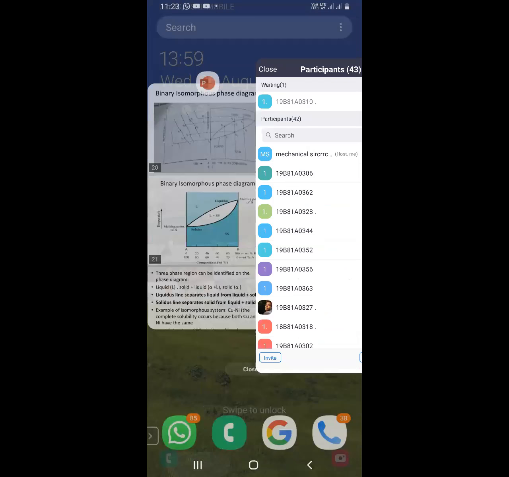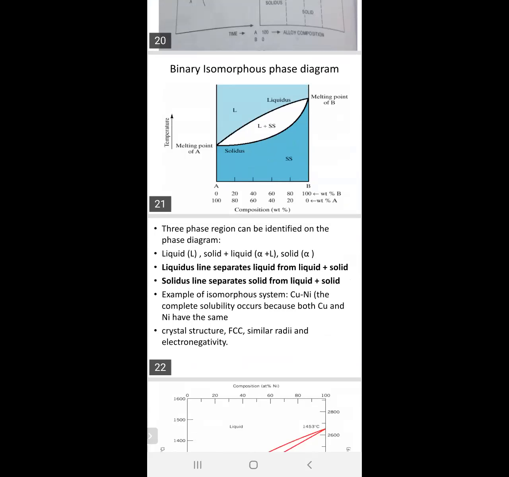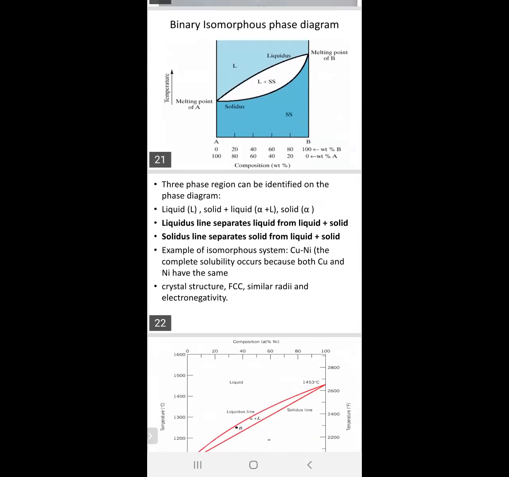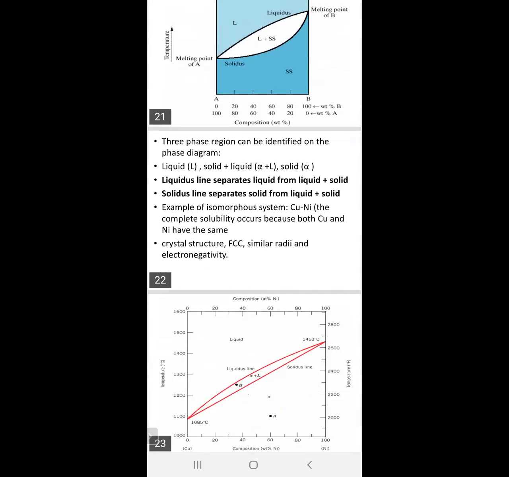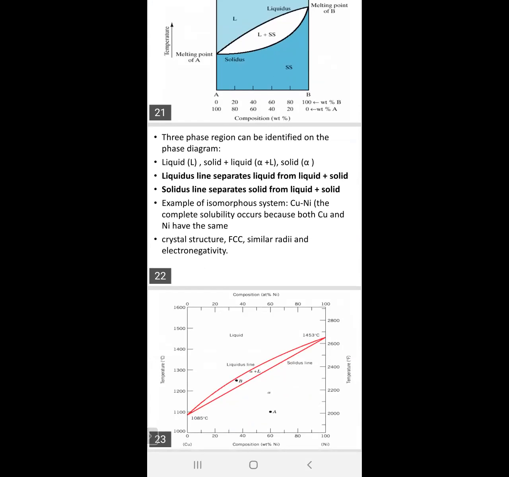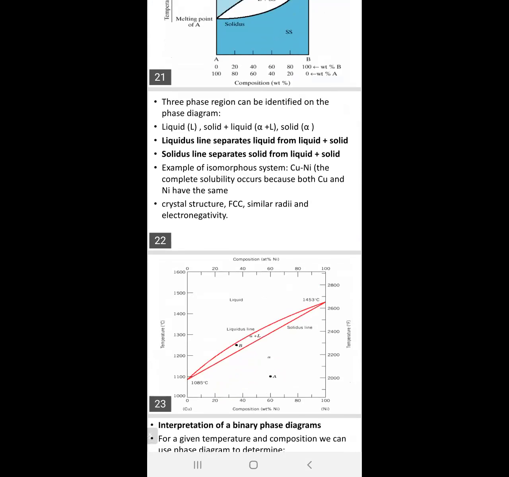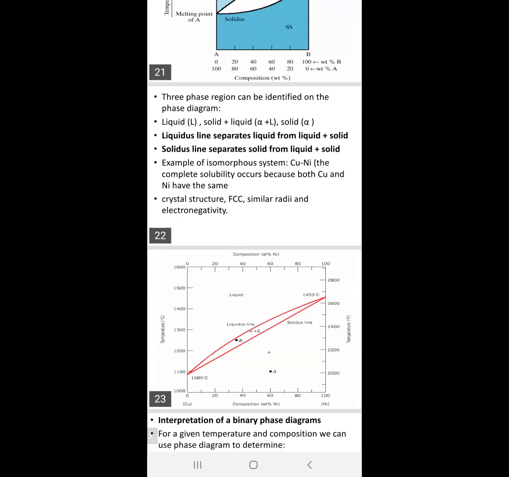Look, here three phases: liquid, solid plus liquid, and solid. Solid means alpha, we are just taking it. The liquidus line separates the liquid from the liquid plus solid. The solidus line separates the solid from the liquid plus solid. The example is the isomorphous copper-nickel system. Both are completely soluble, in liquid state and in solid state.